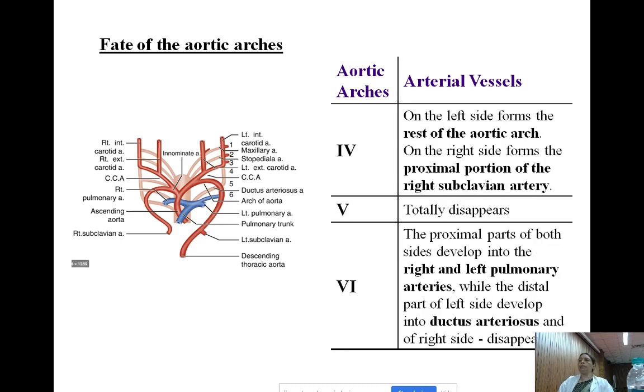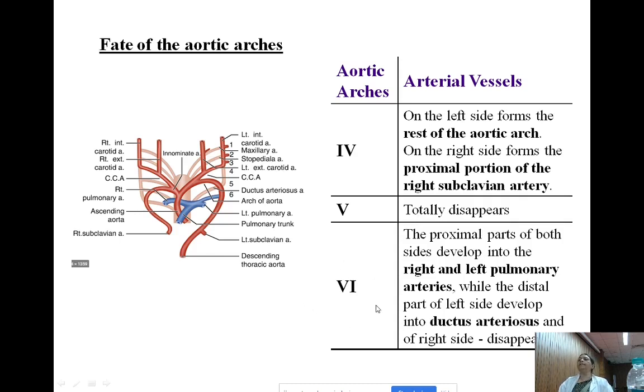Then come to the fourth arch. The fourth arch is also important. On the right side, it will form the proximal portion of the right subclavian artery, and on the left side, it will form the distal part of the aortic arch, or the middle and distal part of the aortic arch. Fifth arch, it disappears very soon, so it cannot be seen.